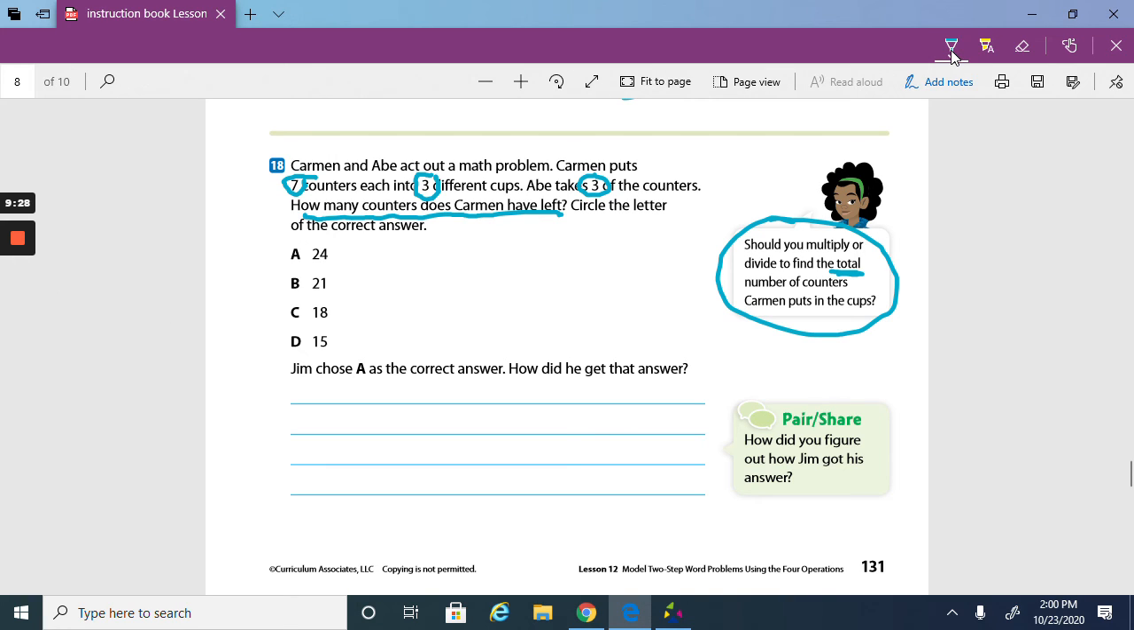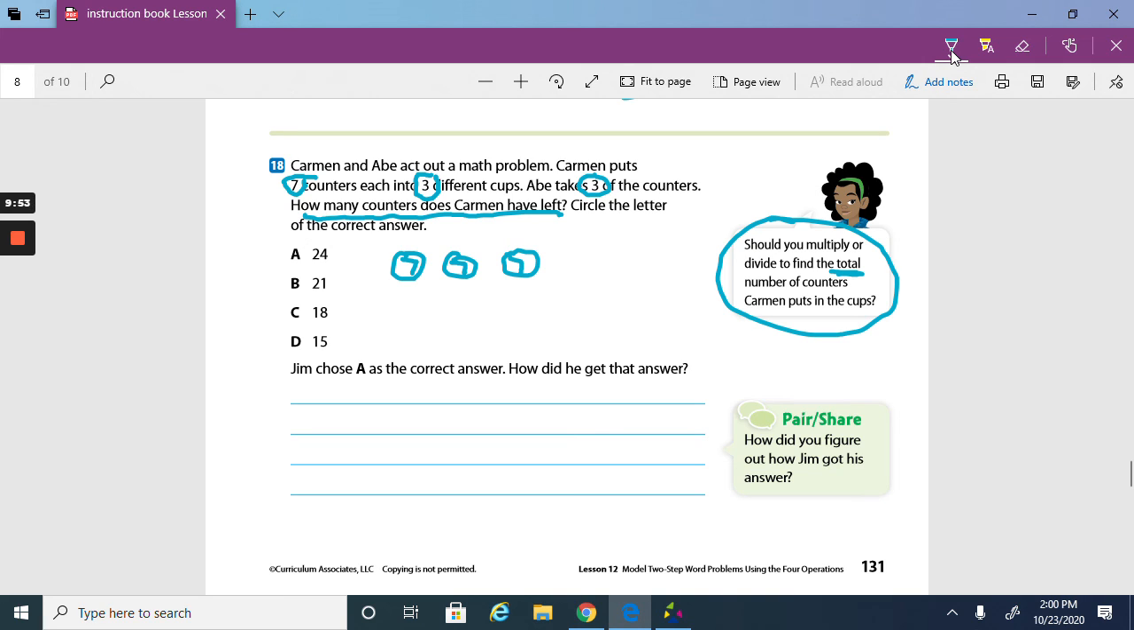All right, so even though it doesn't ask me to, I'm still going to use this area right here to help me by drawing a model or a picture. I know that Carmen puts 7 counters into 3 different cups. So I'm just going to draw 3 cups, and I'll just use circles. And in each of those cups, I'm going to put 7 counters.